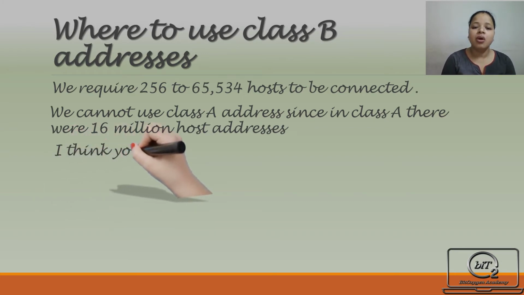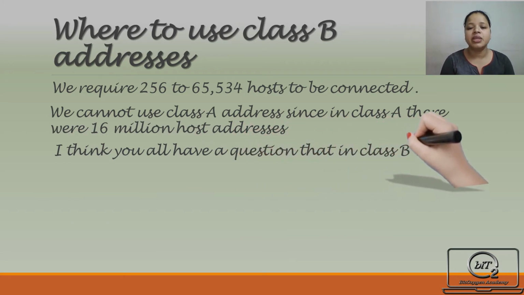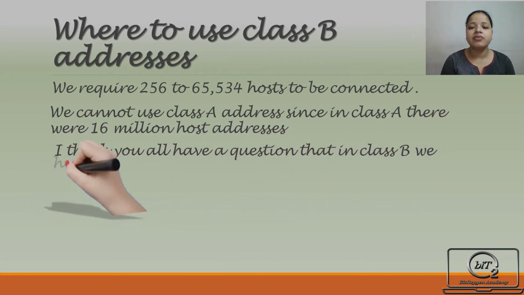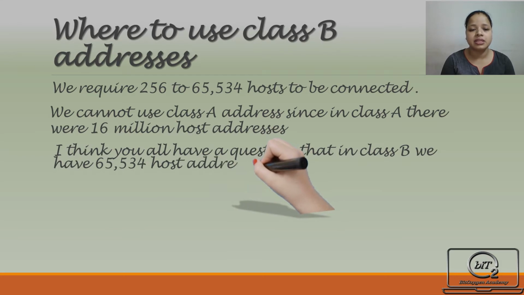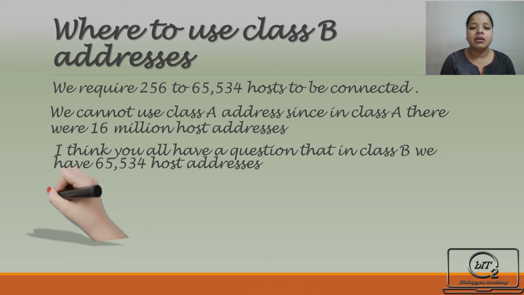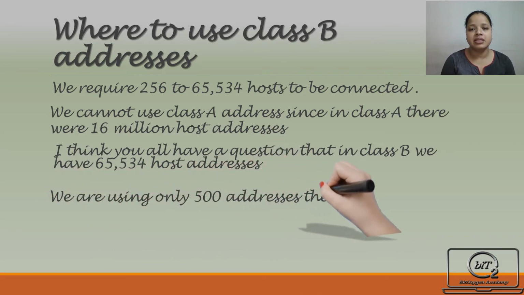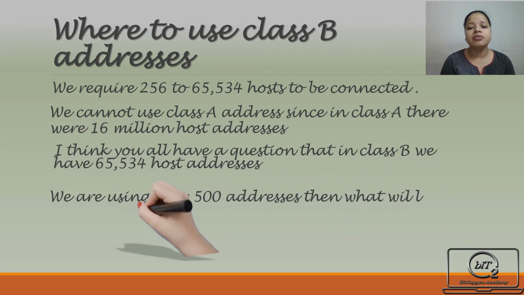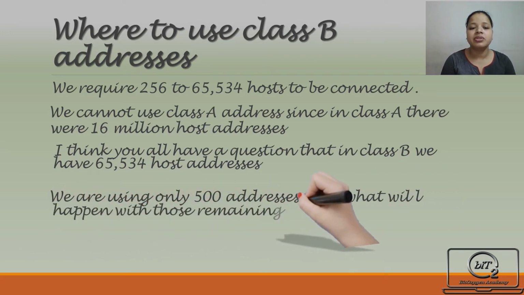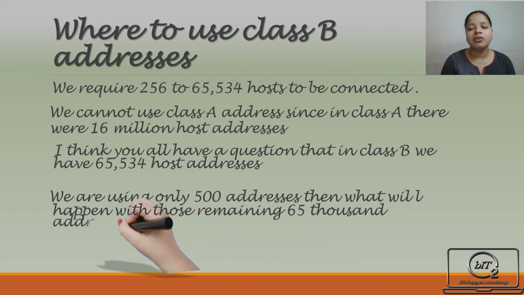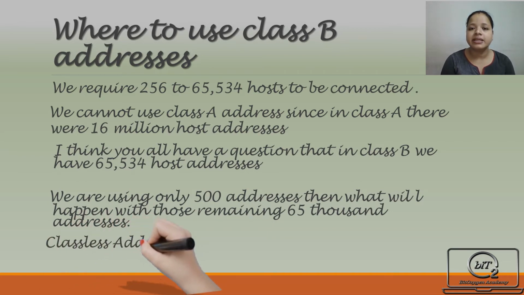I think you all have a question: in Class B we have 65,534 host addresses and we are using only 500 addresses here, then what will happen to the remaining 65,000 addresses? Simply, all of them are wasted. So a new mechanism was introduced for removing this waste. This is known as the classless addressing scheme. We will discuss that also in our next videos.